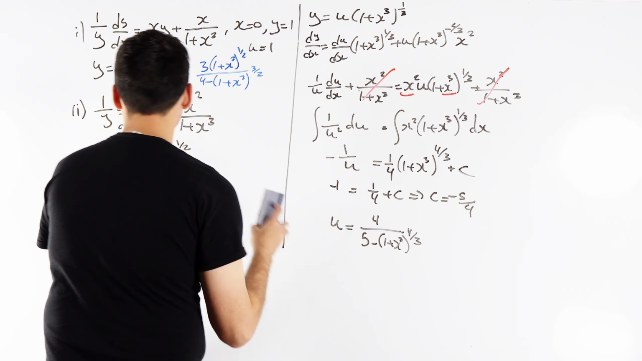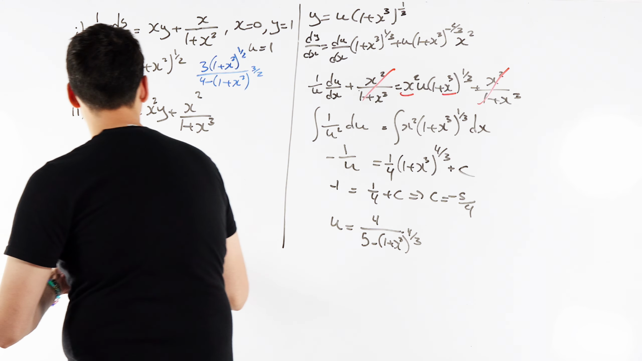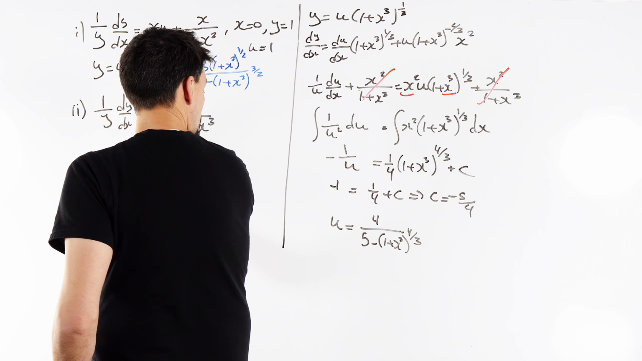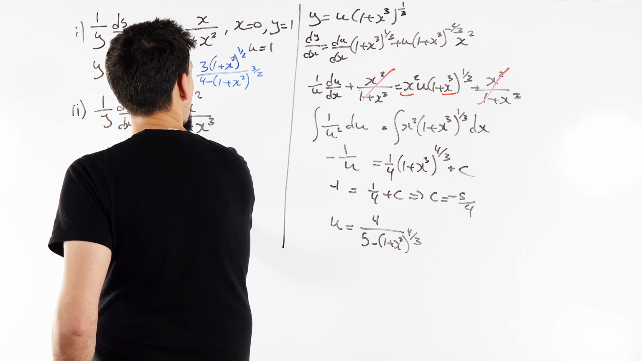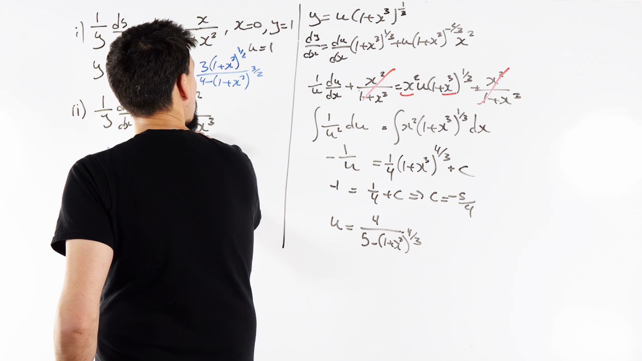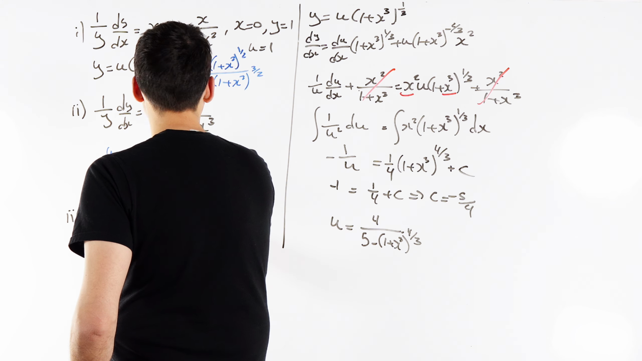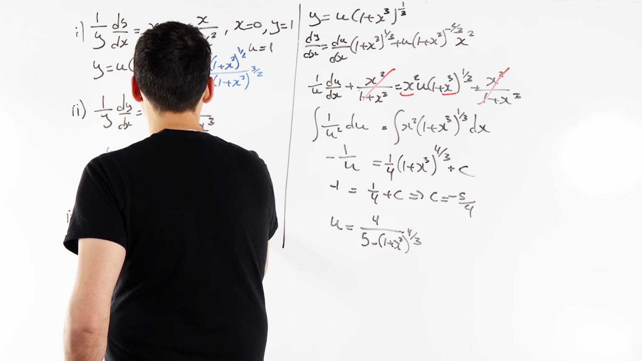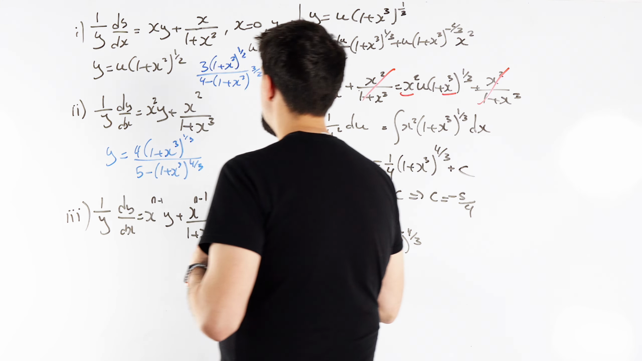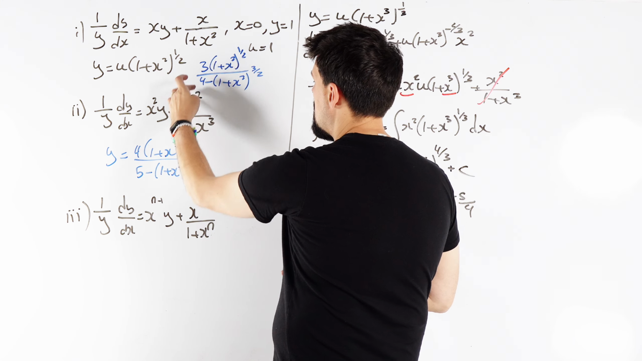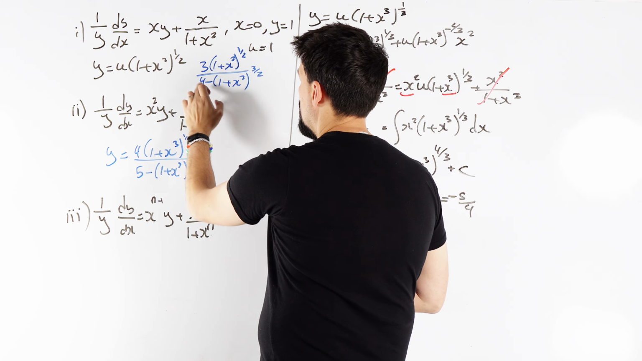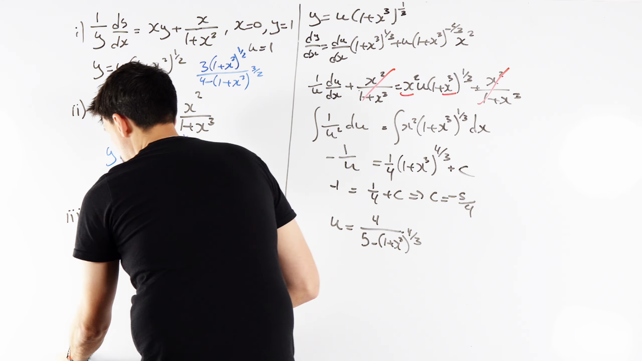Let's color code this so that we know what we're doing. Tells me that y is 4 times (1 plus x cubed) to the 1/3 over 5 minus (1 plus x cubed) to the 4/3. And we can already maybe see a pattern emerging here, right? We can see a pattern emerging.